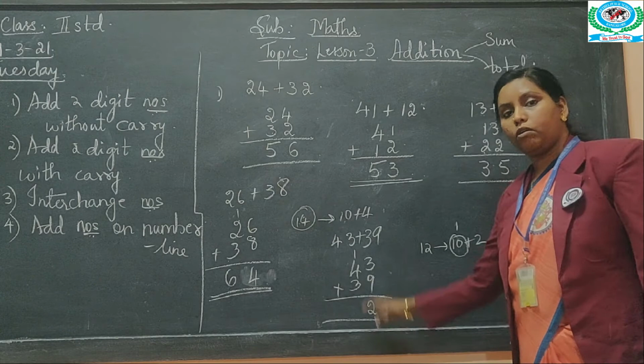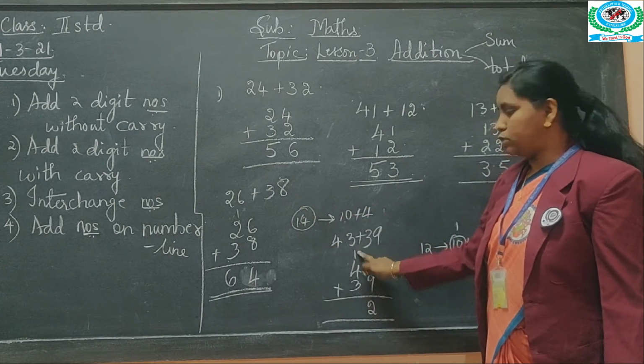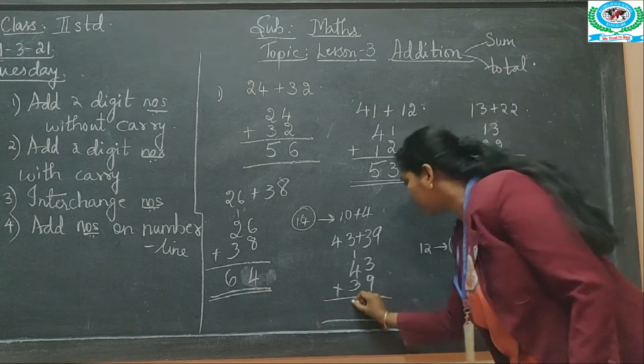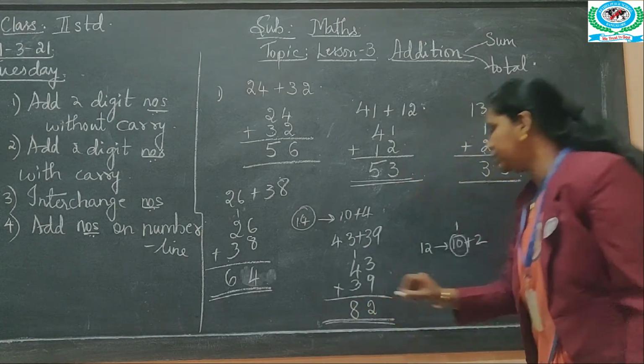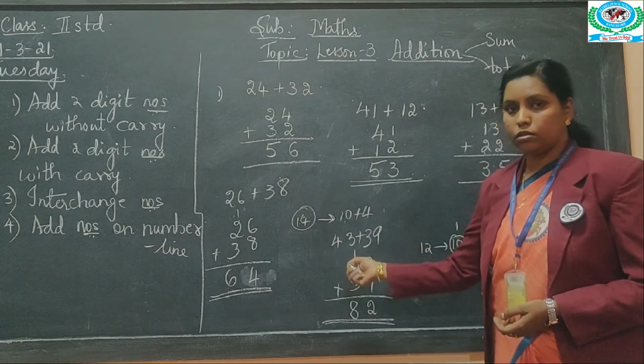Now you are going to add all these three numbers like the first one: 4 plus 3 plus 1. It is 8. So your answer is this. So, understood how to carry a number forward also?